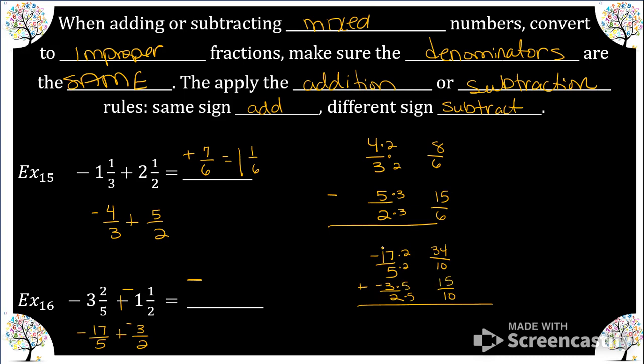I'm not really worrying about the negative in all of this because I've already established the sign in my answer over here. And now we are adding because the signs are the same. So 34 plus 15 gives me a negative 49 over 10. If we want to convert that, we get a negative 4 and 9 over 10, since 10 goes into 49, 4 with a 9 left over.